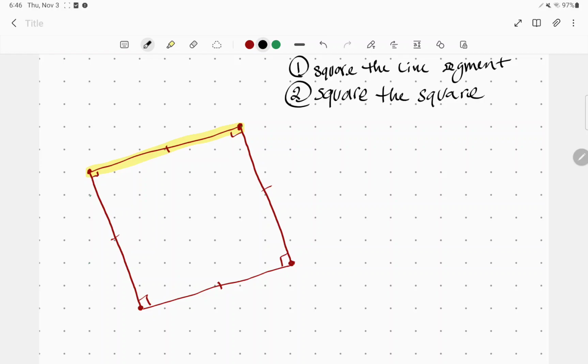And now step number 2 is to square the square. This is what we've been doing. We're going to draw a square around this square, because as of right now, we cannot find the lengths of those side lengths. And we need to find the length of this highlighted segment right there. So we're going to go ahead and square the square. On your paper, go ahead and do that.